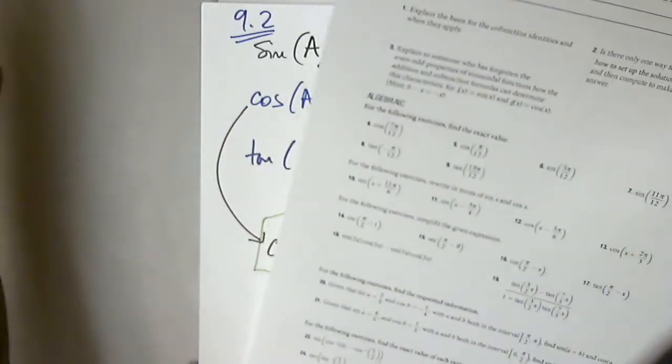Rewrite in terms of sine and cosine. Simplify the given expression. 15. Okay, we want to start with 15. So for the following exercise, simplify the given expression. Not difficult because secant is 1/cosine. So that's all I have to determine, cosine of that. And then put it in. Perfect. So let's start with 15.